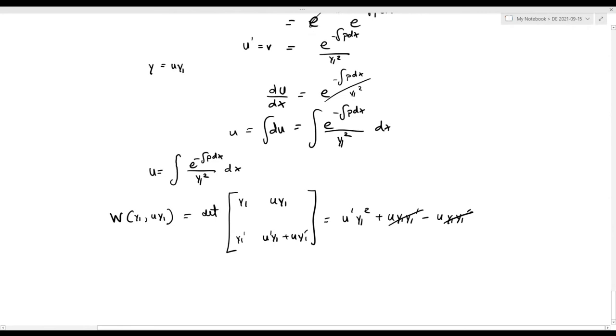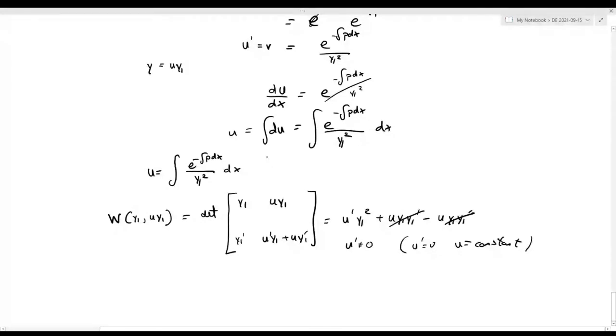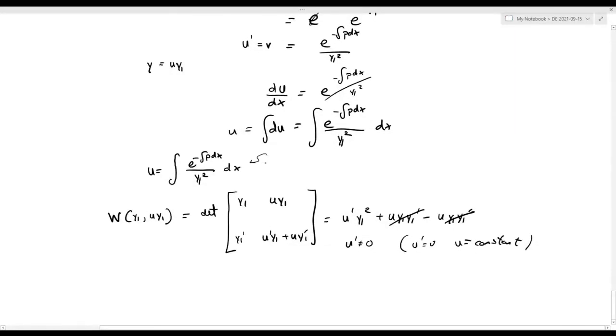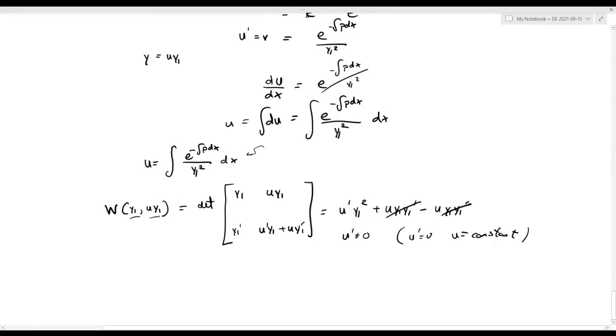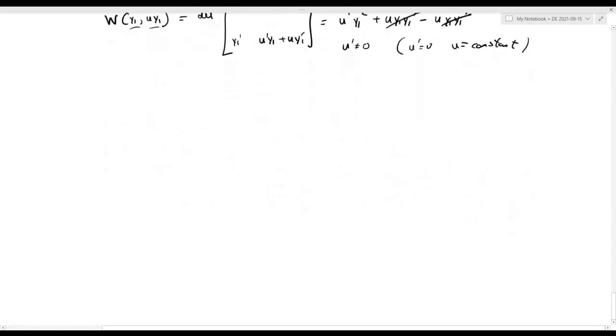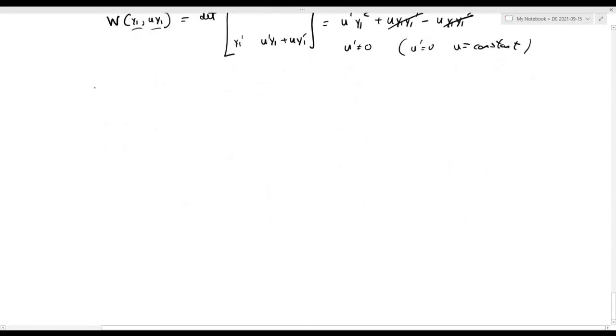So as long as u prime isn't 0, and just think about what that means. If u prime were 0, then u would just be a constant, but we're expecting to get a function. So as long as u prime at a given value of x is non-zero, then we have linearly independent functions. Okay. So maybe we can do an example of reduction of order.